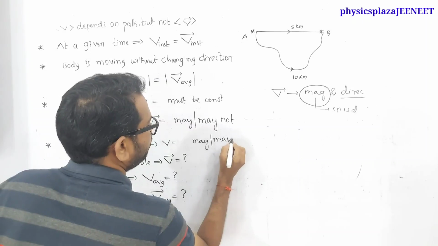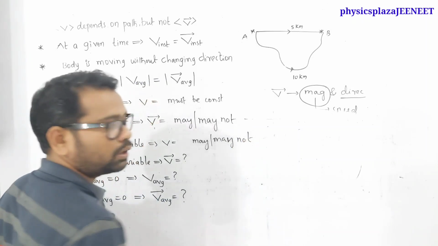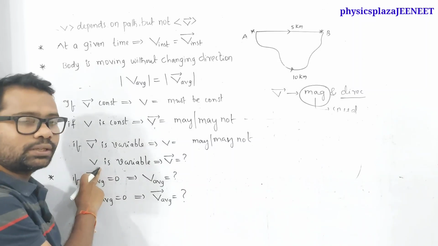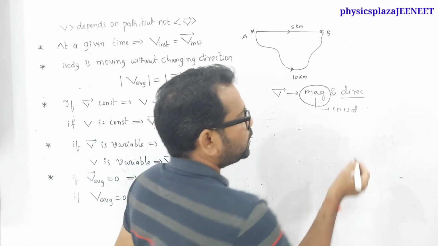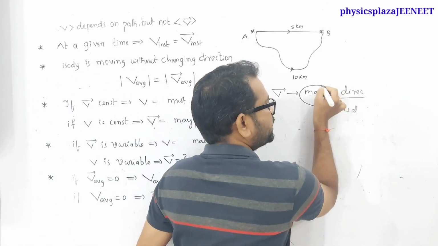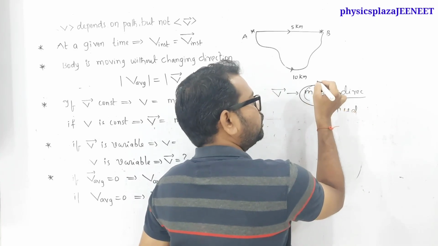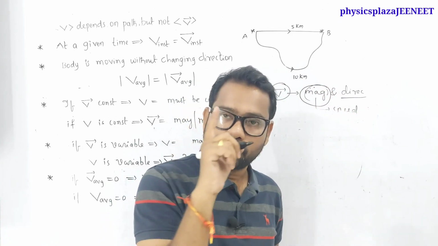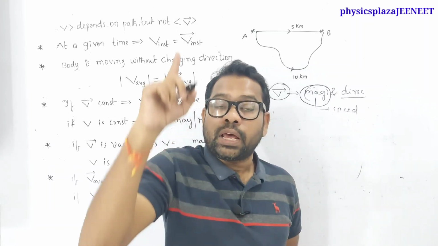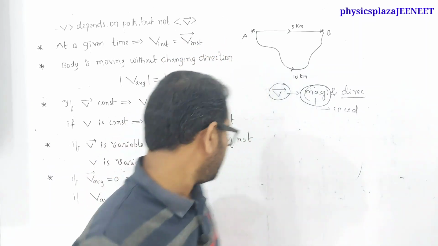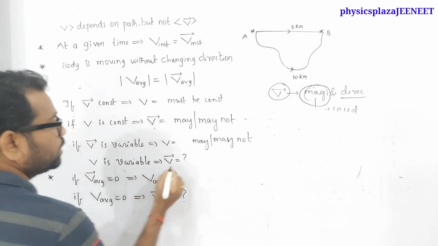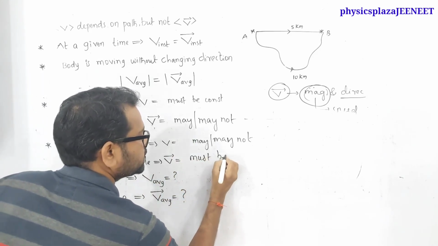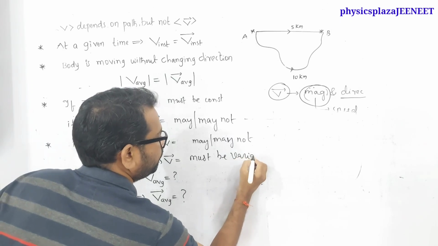If speed is variable, children, what does speed talk about? Speed talks about the magnitude. If the magnitude is changing, velocity changes at any cost. If speed is a variable, velocity must be variable only. There is no doubt. So velocity must be variable, children.